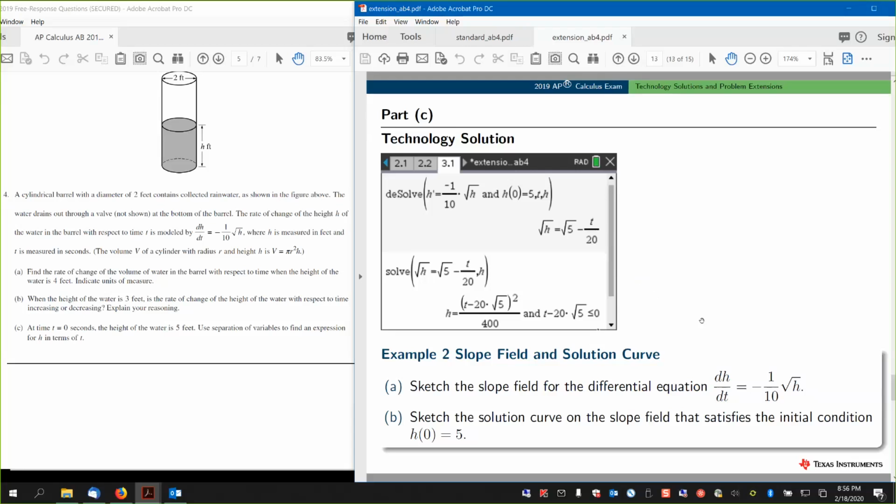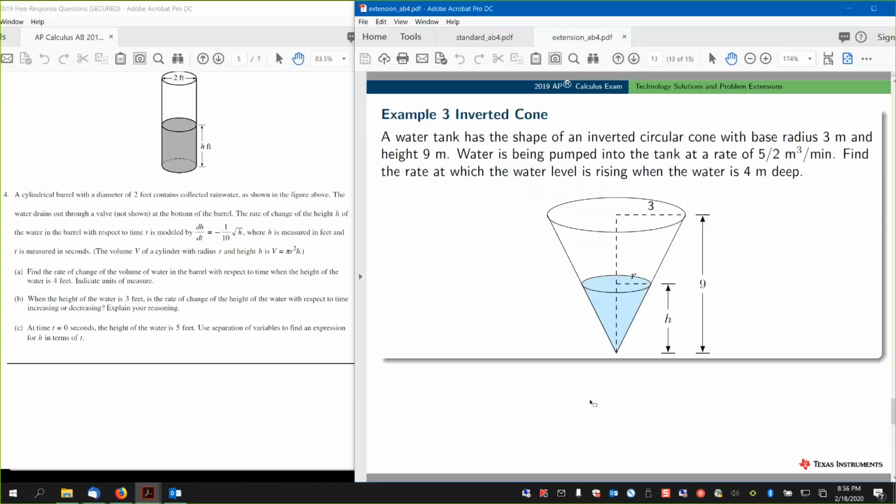This example down at the bottom of the page is exactly what Vickie just did with both the TI-84 and the TI-Nspire. With the Nspire, she was able to sketch the slope field, and although she didn't show you, there are of course programs for the TI-84 that will draw slope fields. And here's one more. This is the problem that every student wanted to solve. This is a water tank that's the shape of an inverted cone with base radius 3. Water is being pumped into the tank at a certain rate, and we want to find the rate at which the water level is rising when the water is 4 meters deep. So that's pretty cool, too.